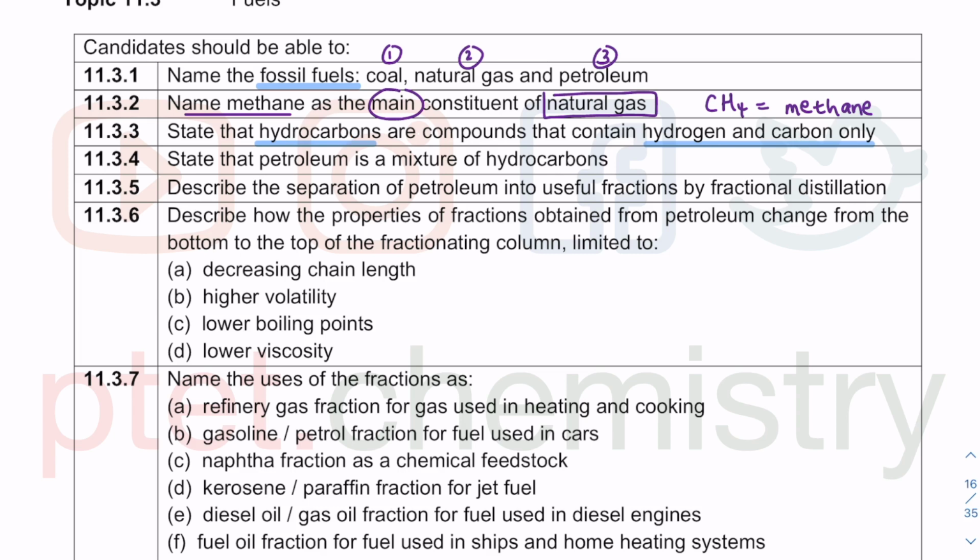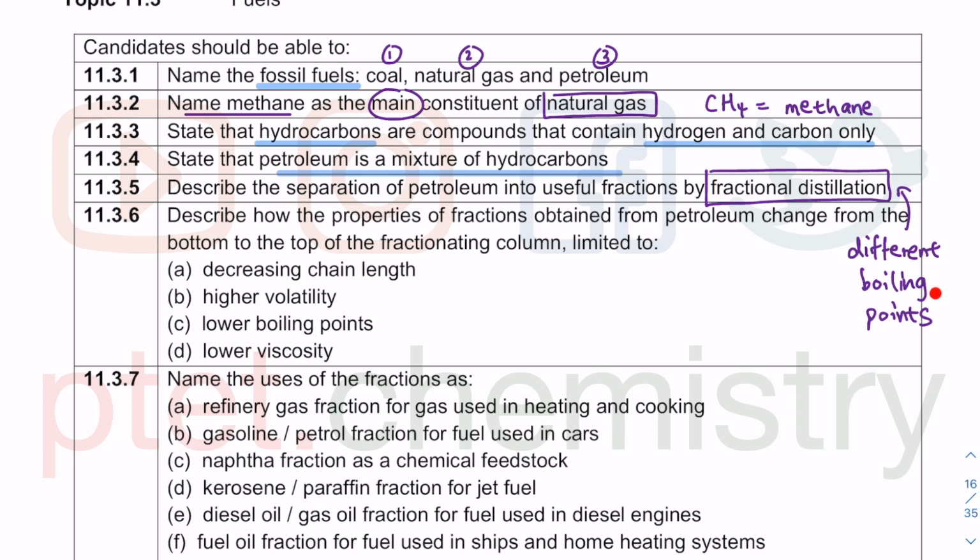And we're supposed to be able to state that petroleum is a mixture of hydrocarbons. So basically petroleum contains hydrogen and carbon containing compounds, but it's not pure, it's a mixture. And we're going to be able to separate them into useful fractions. We talked about fractional distillation back in year 9 when we covered experimental techniques. Fractional distillation works because of different boiling points. And we talk about simple covalent molecules. So these are all simple covalent molecules that you could boil.